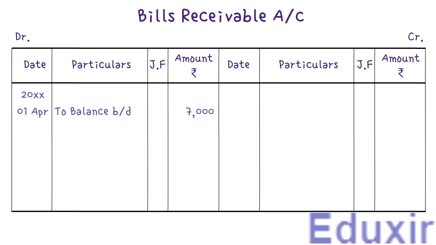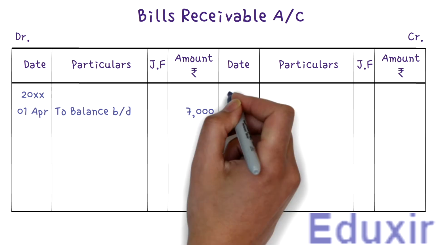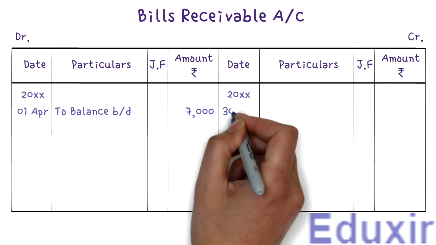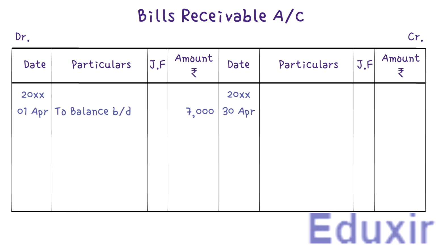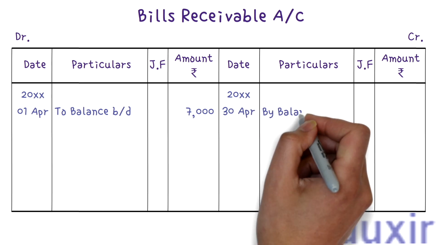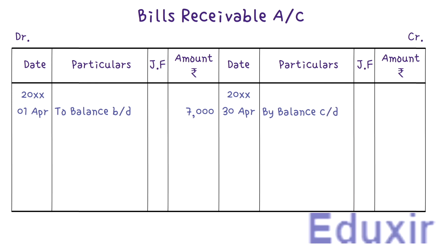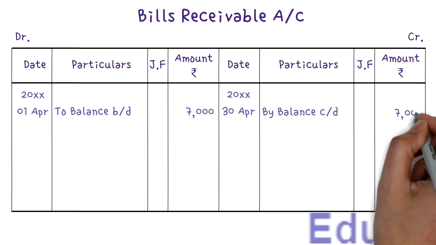As there are no entries on the credit side, this entire debit balance of 7,000 rupees needs to be carried down. As this is the first entry on the credit side, let us first write the year and then let us write the date as the last day of the month. Let us then write by balance carried down in the particulars column. Let us then write 7,000 rupees in the credit amount column.